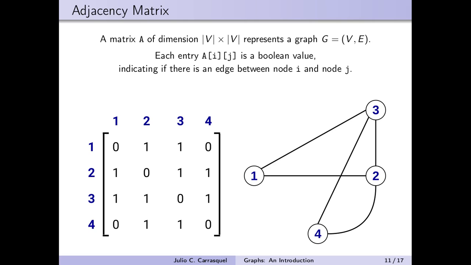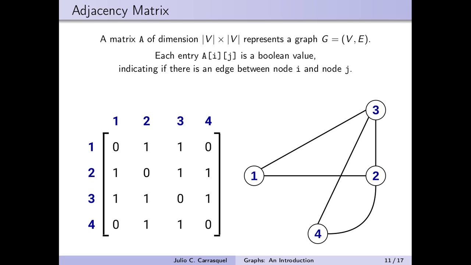The first one is with adjacency matrices. Here we consider a matrix of dimension according to the number of nodes. In this graph, we see 4 nodes, so the matrix here is 4 by 4, 4 rows and 4 columns. Each position of the matrix says whether there exists an edge connecting 2 nodes. For example, between nodes 2 and 1, there is a value 1 in the matrix in position row 2 and column 1 because the edge indeed exists. There is an edge connecting both nodes, 2 and 1.